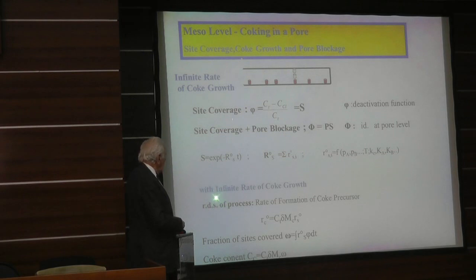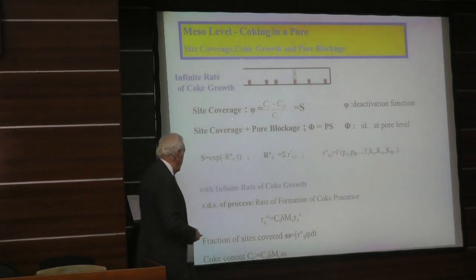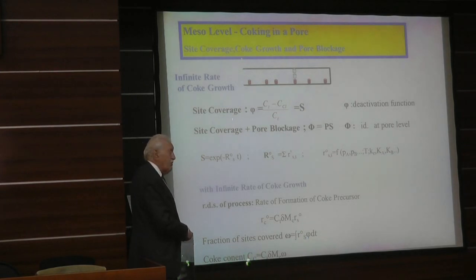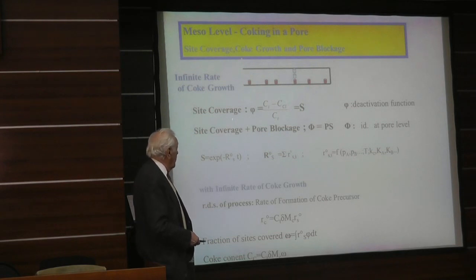Okay, if the rate of growth of coke is infinite, then the rate determining step of the process of coking is the rate of formation of coke. And that rate of formation is proportional with the rate of site coverage. These are proportionality coefficients. So the fraction of the sites that are covered is called omega, and that's the integral of the rate at which we cover sites by coke, multiplied with its deactivation function, because coking is deactivating itself. Okay, and then out of that we get the coke content. So that is just one example of the complicated cases that we studied in that work.